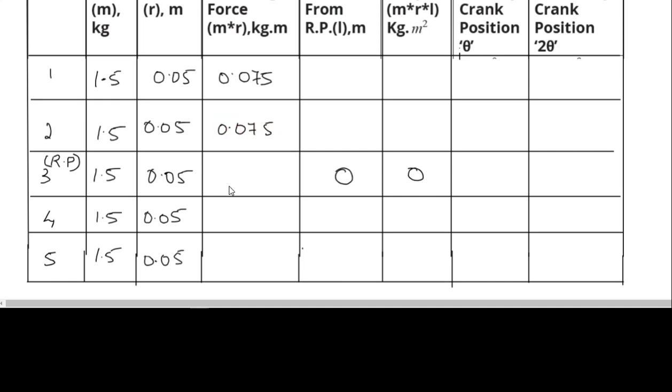Even if it is a 4 cylinder, 5 cylinder, or 6 cylinder, in most cases the masses and the radius will be the same for an inline engine, because most of the cranks will have the same connecting rod length and the same stroke length. Then only it will be balanced. You cannot have cranks in inline engines with different connecting rod lengths and different strokes. There may be exceptions, but in numericals we normally see that the masses and the radius of the cranks will be the same, or in other words, the stroke length will be the same, and the distance from the reference plane.